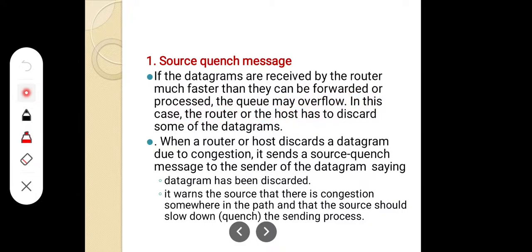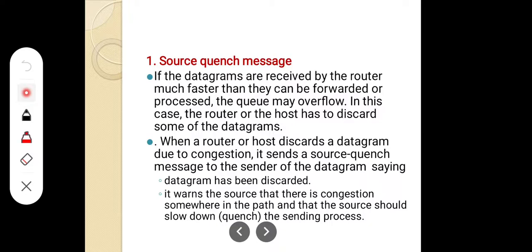The queue may be overflown. As I said, each router has a queue, and that queue will be overflown. In this case, the router or the host has to discard some of the datagrams and eliminate them. So when a router or a host discards a datagram due to congestion, it sends a source quench message. If it discards the packet, it sends a source quench message to the sender with two details.